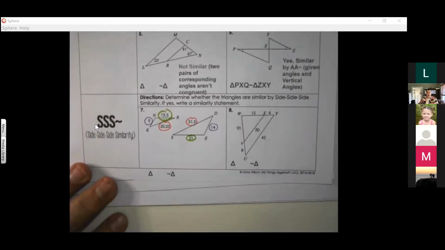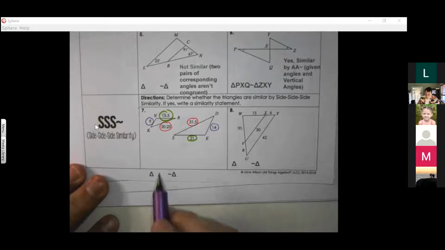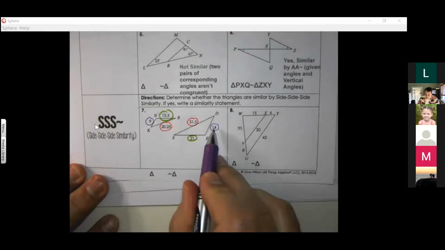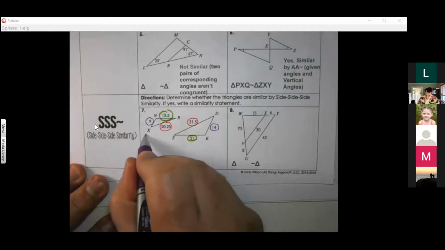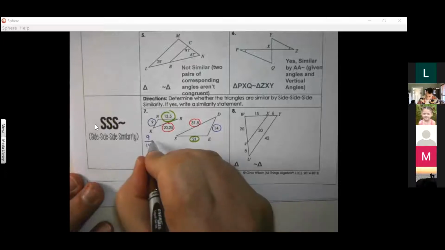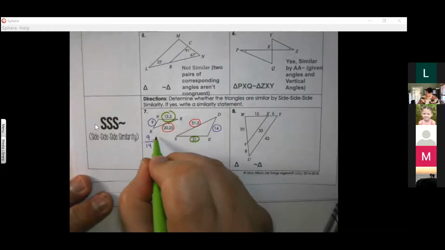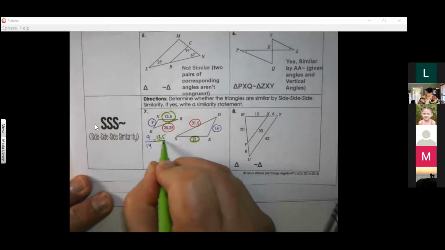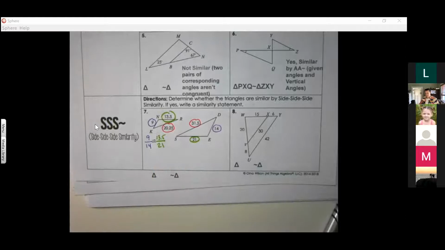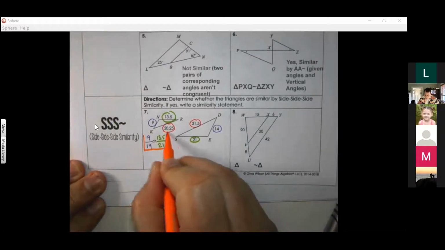So when I look at these, I have a choice about how I'm going to set up my proportion, but I have to match them. So I'm going to take the smallest sides, 9 and 14, and I'm going to make that 1 ratio. And I'll set that ratio equal to the medium. And I want to see if these two pairs of sides have the same ratio. In other words, if they're proportional.